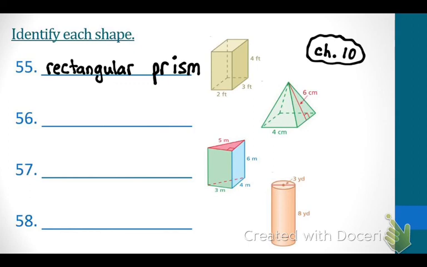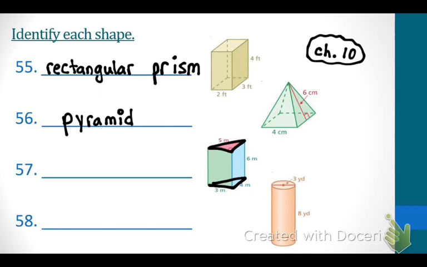How many bases does number 56 have? 1. Only 1 base, so what shape does it have to be? A pyramid. And that is the difference between this next one. This next one, how many bases does it have? 2. It has 2, okay? There's one on the bottom, but there is also another identical base on the top.